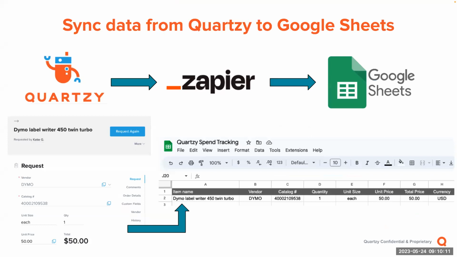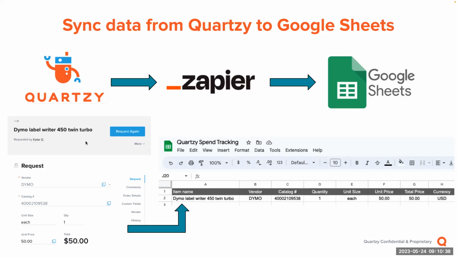All right, so again, how it works is sending data from Quartzy. So for example, an item will be marked as received. So Quartzy sends that data to Zapier via webhook. Zapier receives and formats that data, and then a new row with that data is added to the Google Sheet.